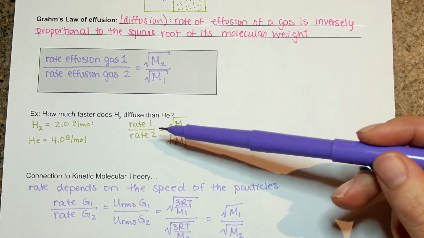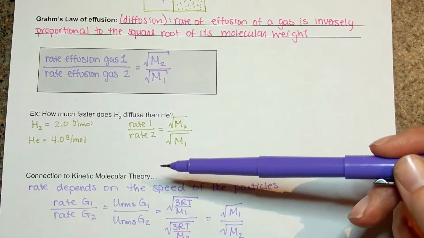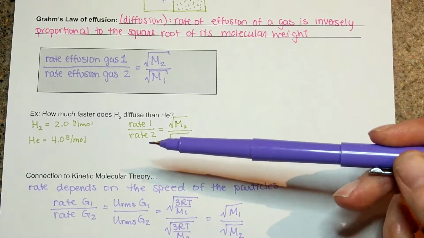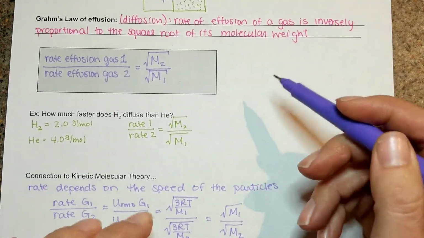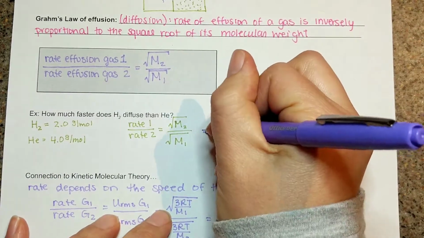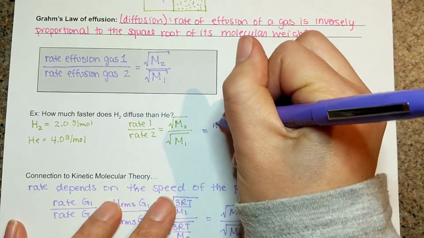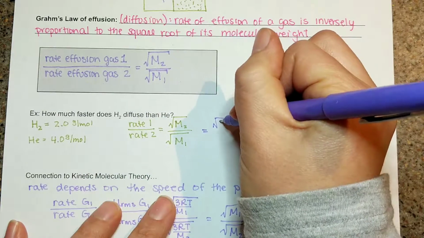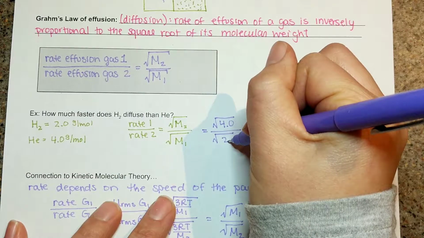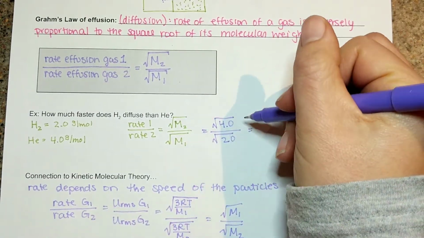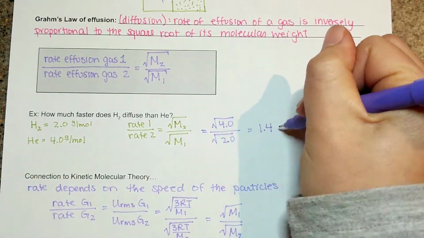If you do this and you get a decimal number, so 0 point something, that tells you that the slower one is that much slower than the bigger one. So you kind of have to watch where you put things. If I'm looking for the rate of something faster than the other, I'm just going to say this is my rate of one to the other, and I'm going to sub in for my molar masses. The molar mass of my heavier one, helium, is 4, and the molar mass for my lighter one, hydrogen, is 2. When I take the square root of 4 divided by the square root of 2, I get 1.4.